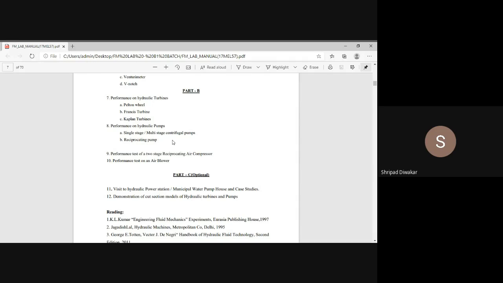Next, we are going to conduct experiments on pumps. One is a single stage centrifugal pump, and one is a reciprocating pump. The third is a reciprocating air compressor, and the fourth is an air blower. Among these, you are going to get one experiment as a group experiment. Group experiment means 3 to 4 people will carry out the experiment. So it is divided into two categories: individual experiment and group experiment. Group experiments are turbines, pumps, air compressor, and air blower.